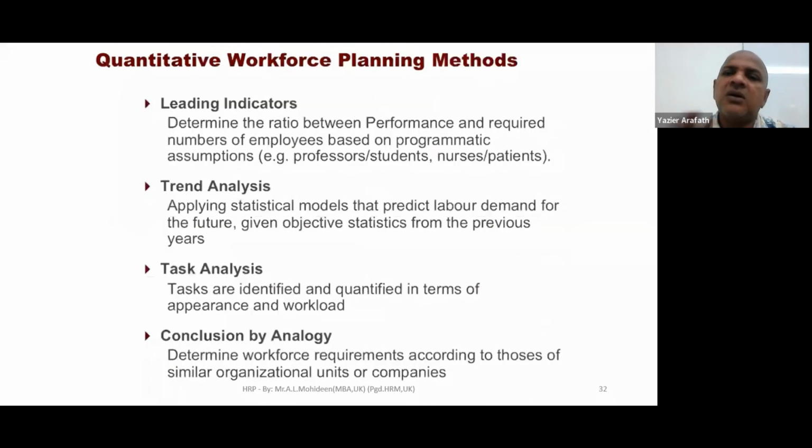These are the techniques of workforce planning. We can go for leading indicators based on ratio. We can go for identifying the trend of the business. How is our trend? We can go for the task: what are the tasks performed? And also sometimes we can use analogy, comparing with other stores, other branches, or competitors. Do you understand? Whichever is more suitable based on the data is what we use.